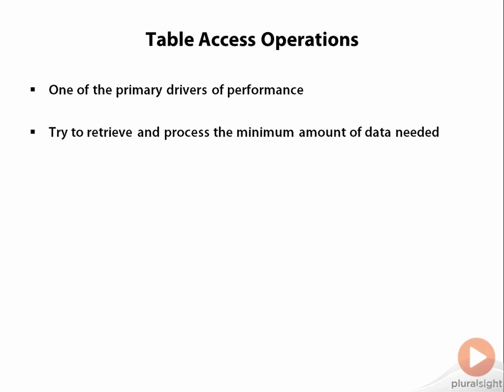One of the main categories of execution plan operations are the operations used to access data in tables. These are important to understand because how Oracle retrieves and subsequently processes the data needed by your SQL statement is one of the primary drivers of performance. What you want to keep in mind is that you want to structure your SQL where Oracle can retrieve and process as little data as possible.